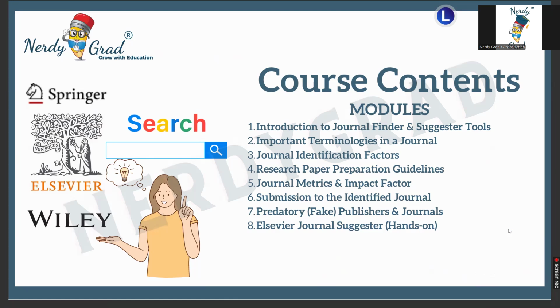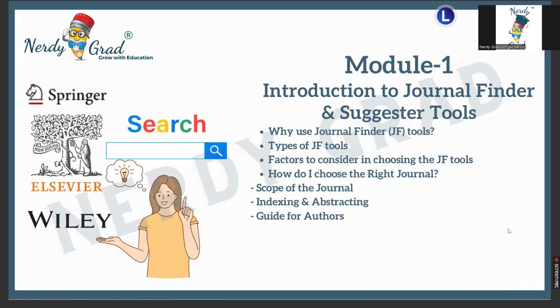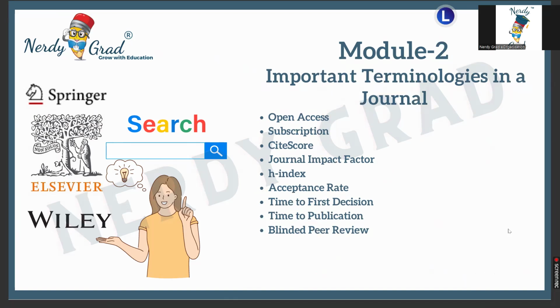So now we will get into a little detailed view of the different topics we will see in each of these modules. Module 1, under Introduction to Journal Finder and Suggester Tools, we will see these following headings: why you need to use Journal Finder tools, types of Journal Finder tools, the factors to consider in choosing the Journal Finder tools, how do you choose the right journal, which will also talk about the scope of the journal, indexing and abstracting, and guide for authors.